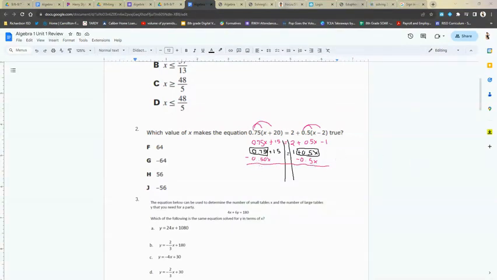Just know that this answer is going to be 0.25x plus 15 equals, and all we have left over here is 1. So now I'm going to box my variable again. And I'm going to subtract 15 from both sides.